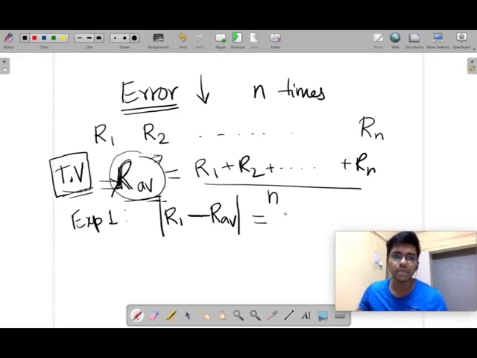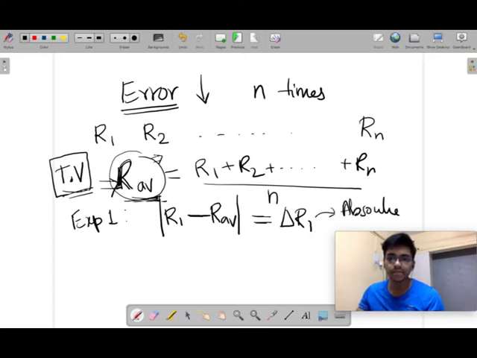That's going to give me the absolute error. This is what I call the absolute error in reading 1. I will say that again. I found R average, subtracted R average from the first reading, and took the modulus, because this difference could be positive or negative. When I take the modulus, it's always positive. So that becomes my absolute error in reading 1. I do that for all the experiments.